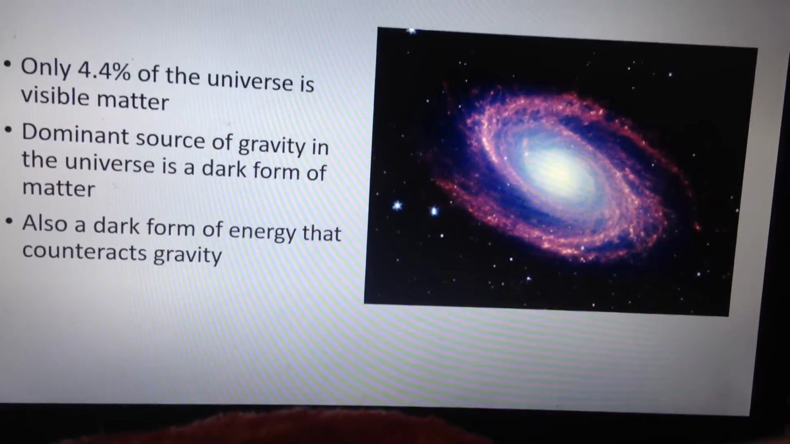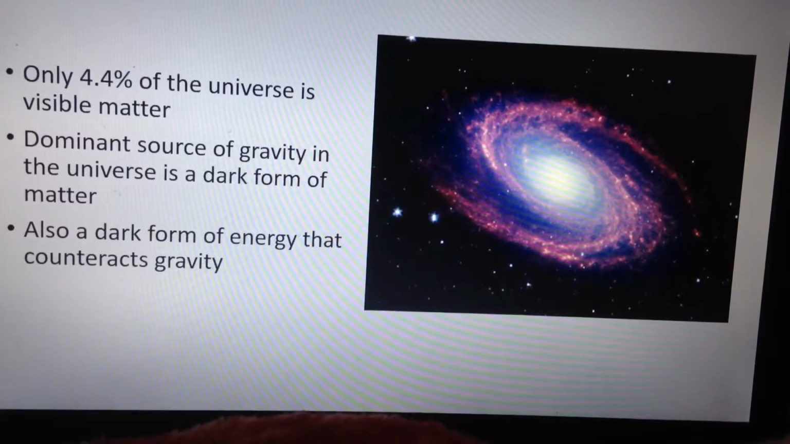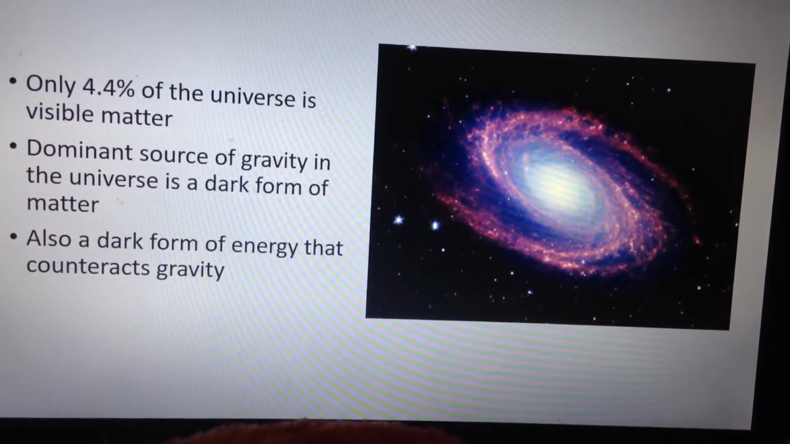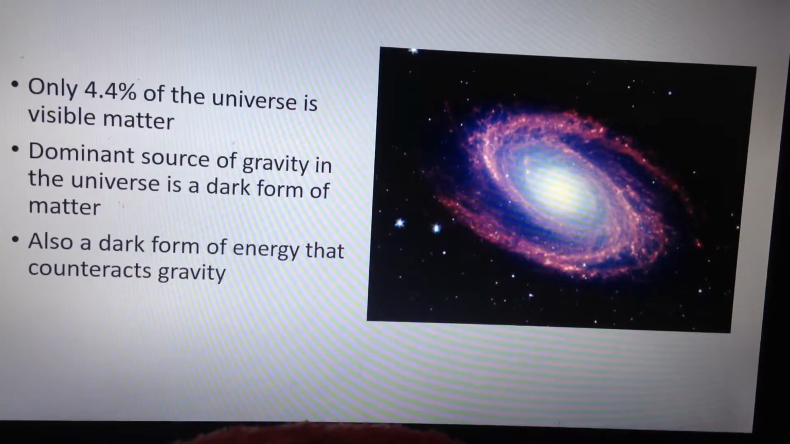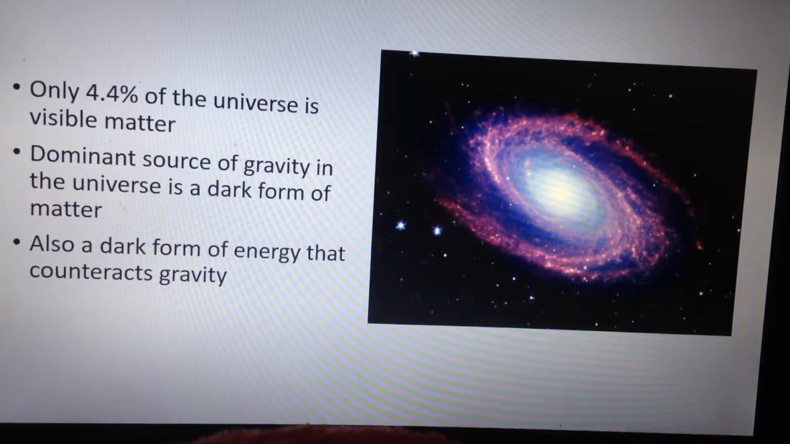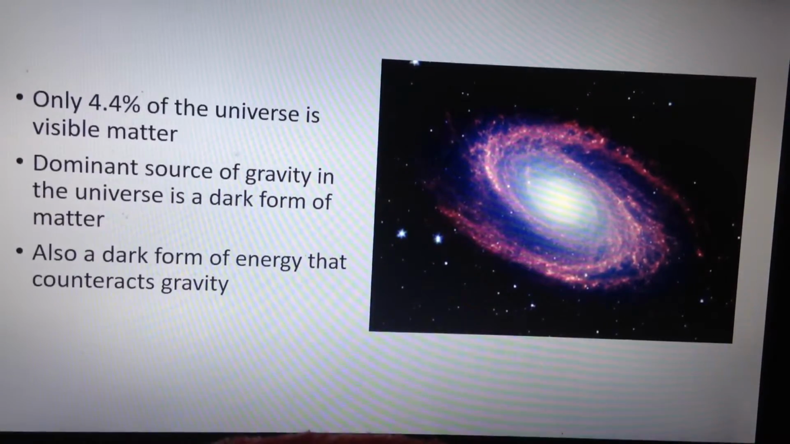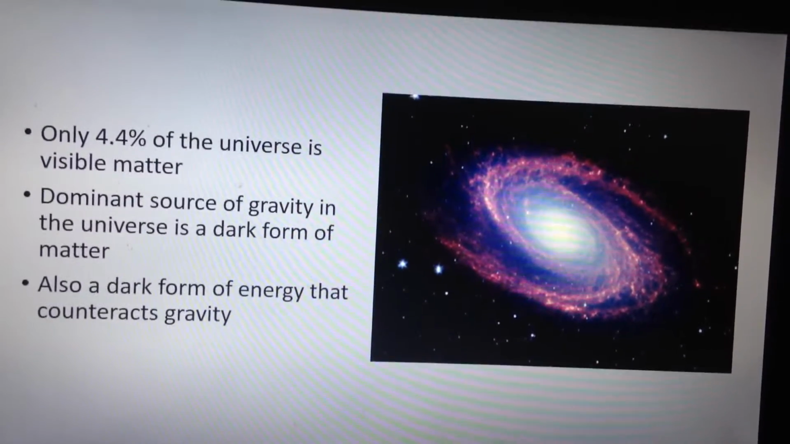In the last 2 decades, scientists have discovered that only 4.4% of the universe is visible matter. A dark form of matter is the central source of gravity. Fundamentally, it is different from stars and galaxies and the atoms that make up everything on Earth. There seems to be a dark form of energy which is driving the expansion and counteracts gravity.